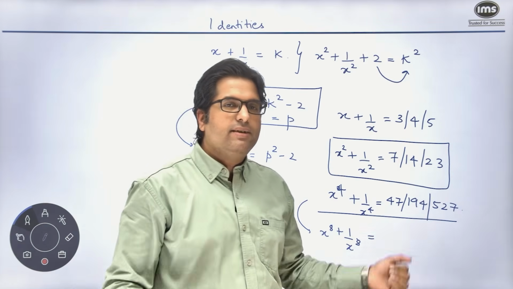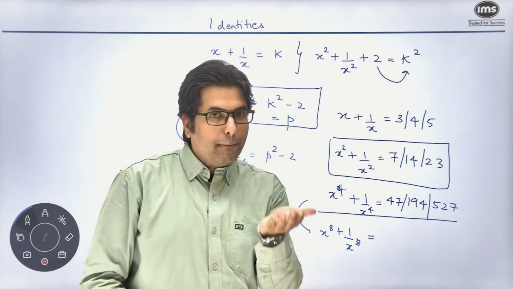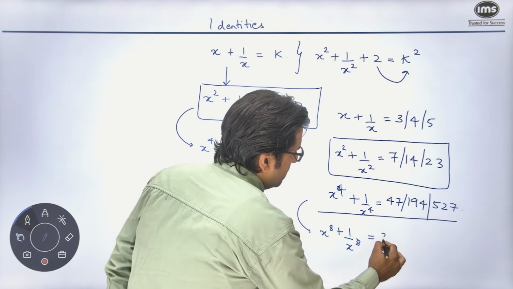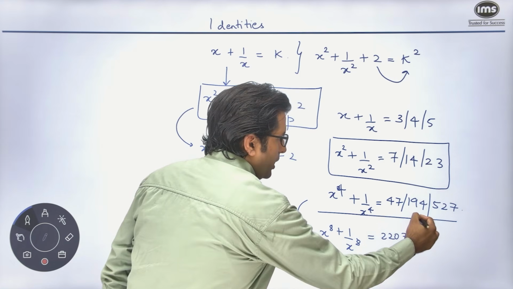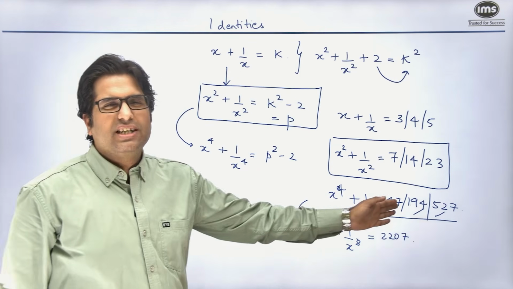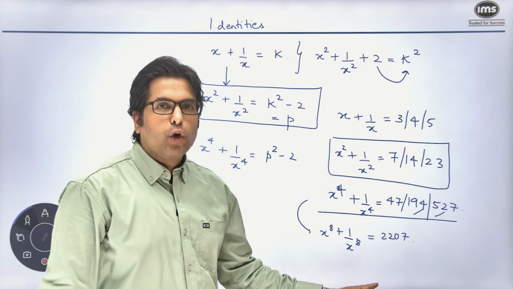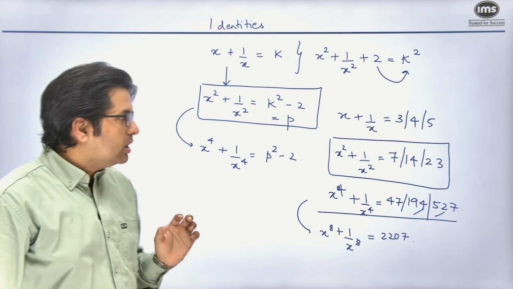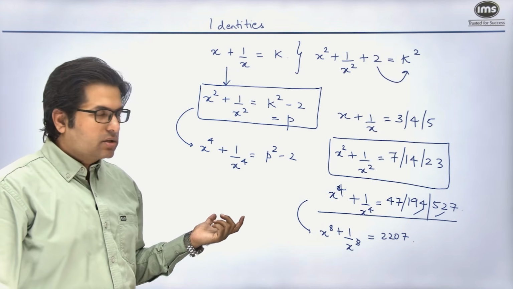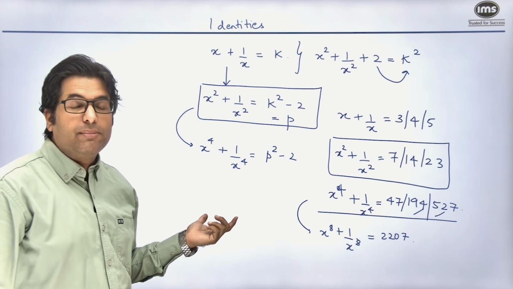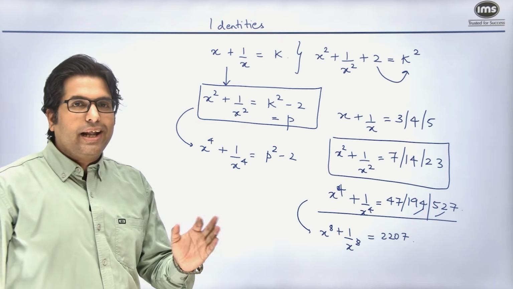We can say 47 square is 2209, minus 2, so we'll have 2207. You can maybe practice for these higher numbers, but it's better for you to just remember this general concept that to get higher powers, you can always calculate x to the power 16 plus 1 by x to the power 16, and so on like this.